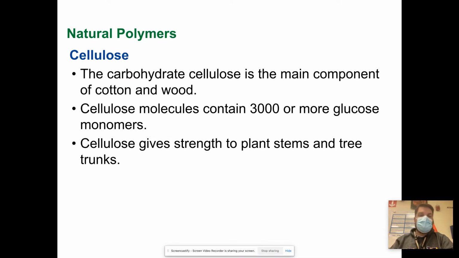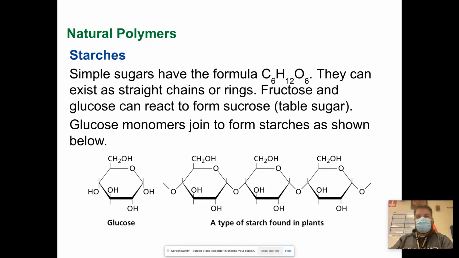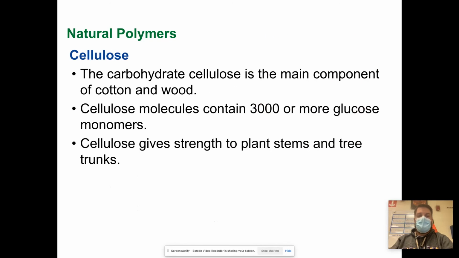Cellulose, I can't say that word today. Cellulose is the main component in cotton and wood. Cellulose molecules contain 3,000 or more glucose monomers. So you got a chain of 3,000 molecules of glucose, which is that C6H12O6. Cellulose gives strength to plant stems and tree trunks. When you bite into a vegetable and it's a little crunchy, sometimes that's due to the starch and the cellulose.